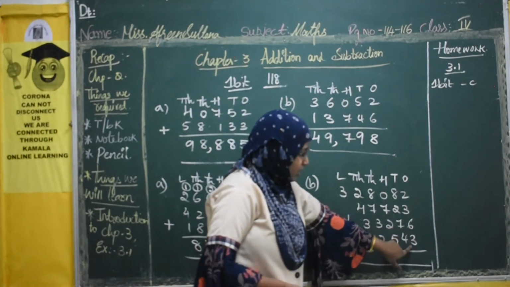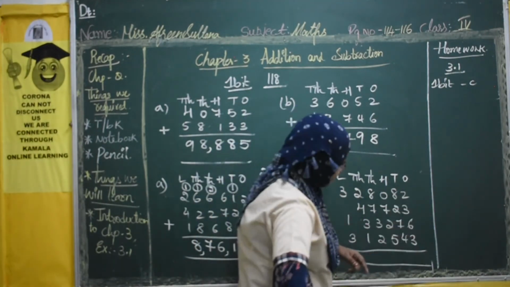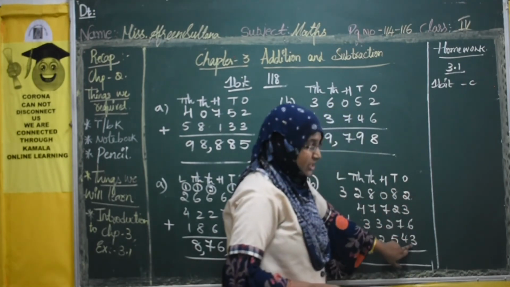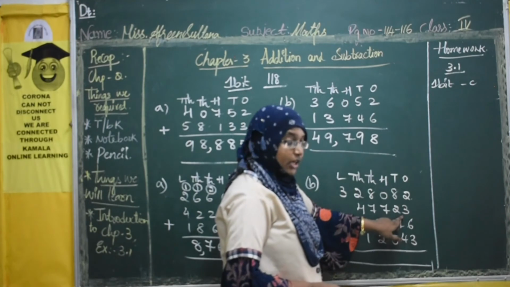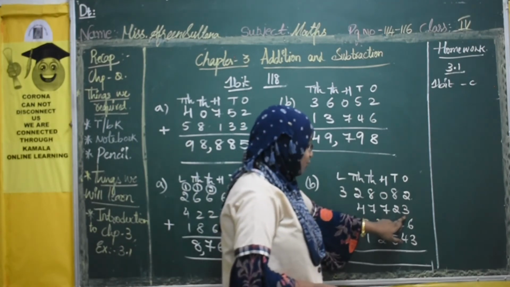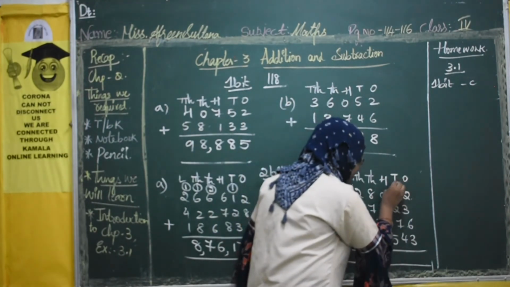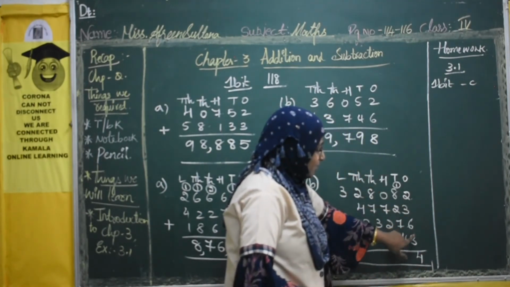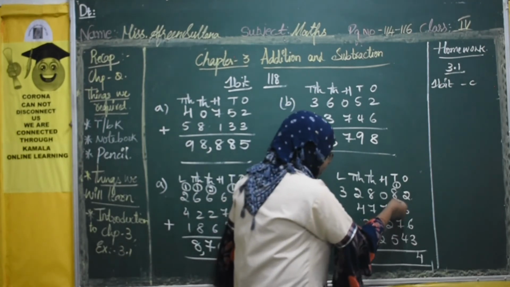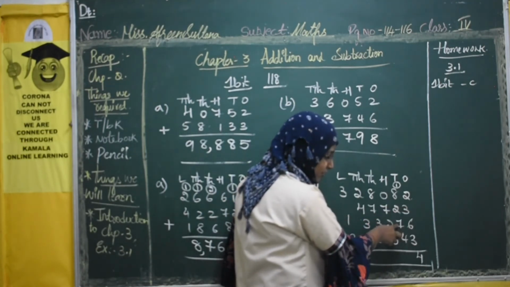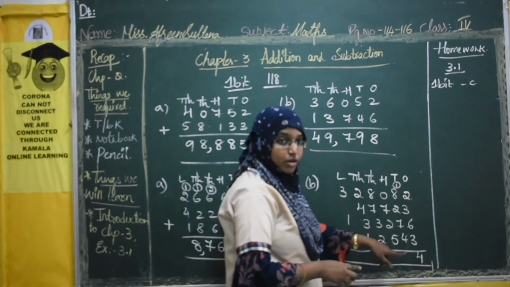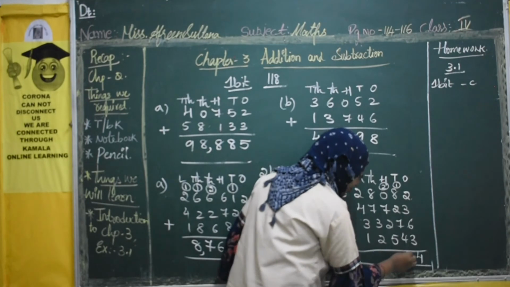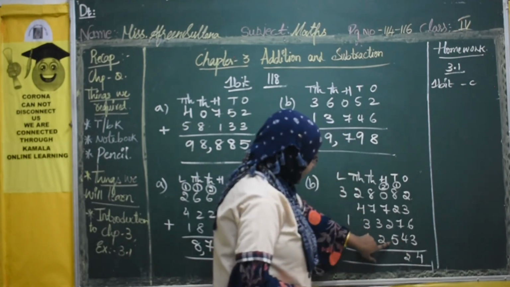See, 6 plus 3. 6 plus 3, 9. 9 plus 3, 12. 12 plus 2, 14. Or you can do 3 plus 2, 5. 5 plus 6, 11. 11 plus 3, 14. 8 plus 2, 10. 10 plus 7, 17. 17 plus 4, 21. 21 plus 1, 22. Next, see 5 plus 2, 7.